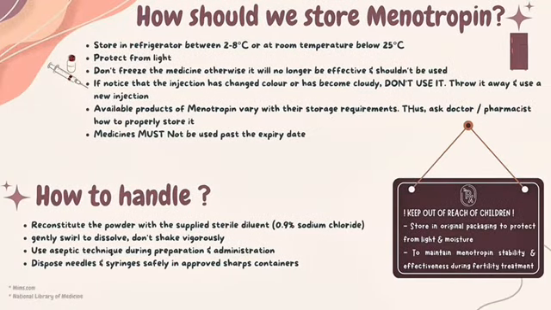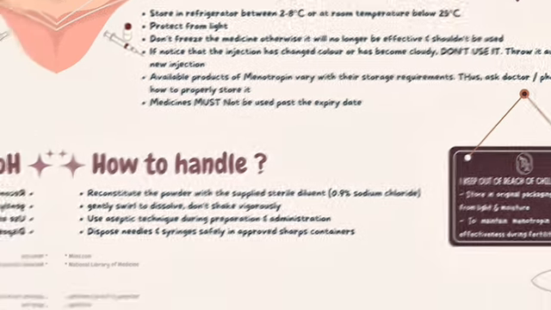Store menotropins in the fridge or at room temperature, but never freeze them. Use the mixed solution immediately and dispose of needles safely. Ask your pharmacist if you have any doubts about preparation. That's a wrap on menotropins counseling. Always follow your healthcare provider guidance and don't hesitate to ask questions during your treatment journey.